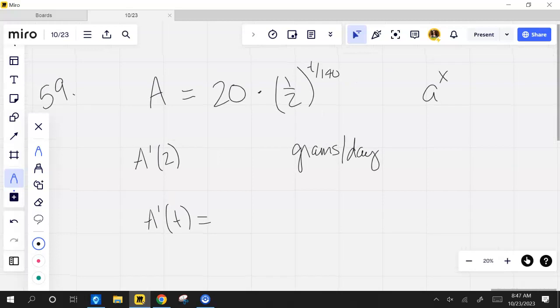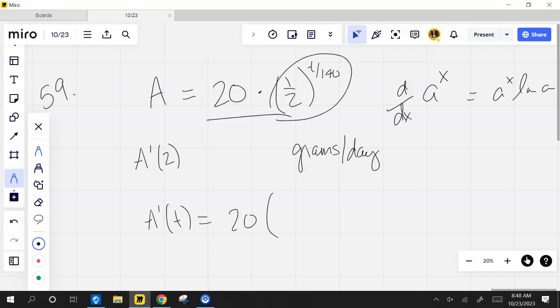Okay, so if you found the derivative of this, this is what they're basing that on. Right? That's how you find the derivative if you've got this number in the bottom. All right, so I'm going to keep that 20 outside, and I'm going to say that the derivative of this is, leave it the same, (1/2)^(t/140), times, now I need to chain it, right? Oh, nope, I still got to do log of a, sorry. Log of 1/2. Now I chain it.